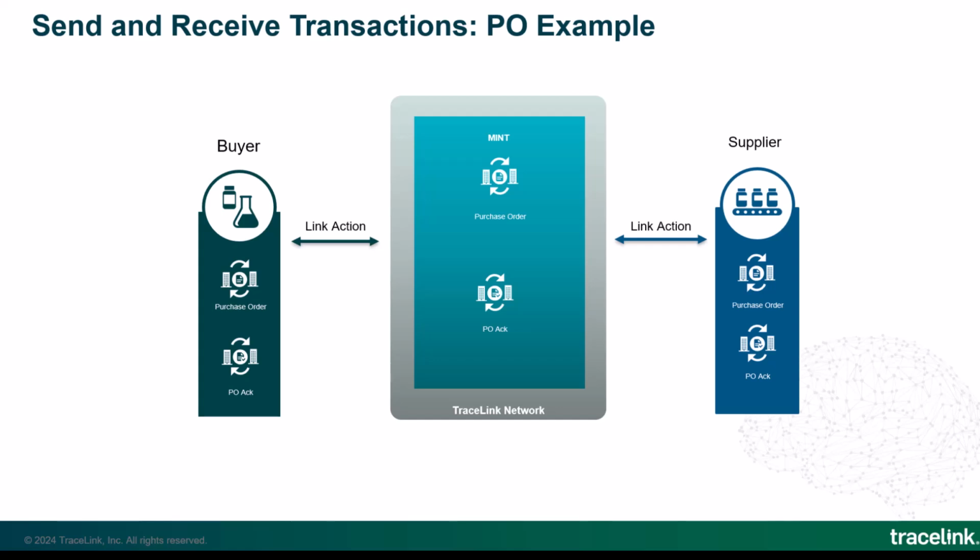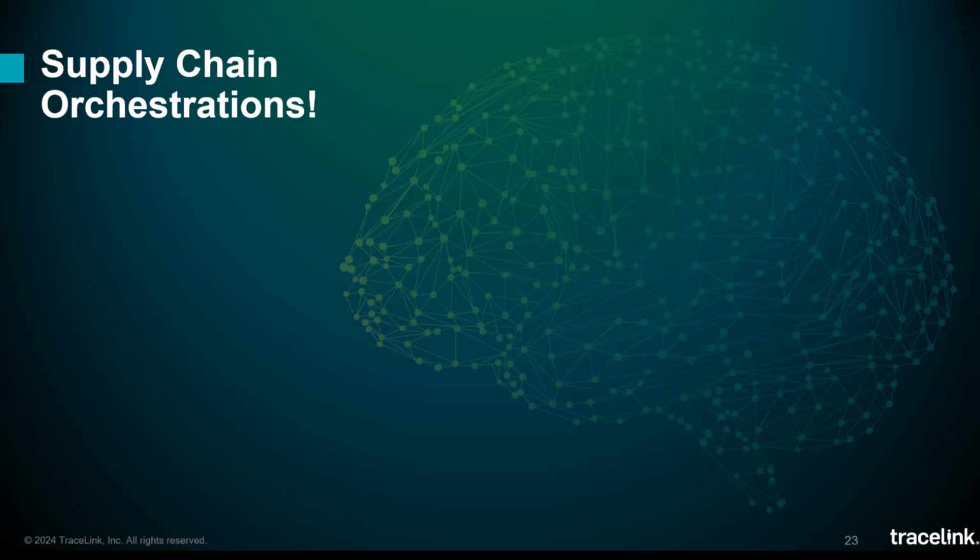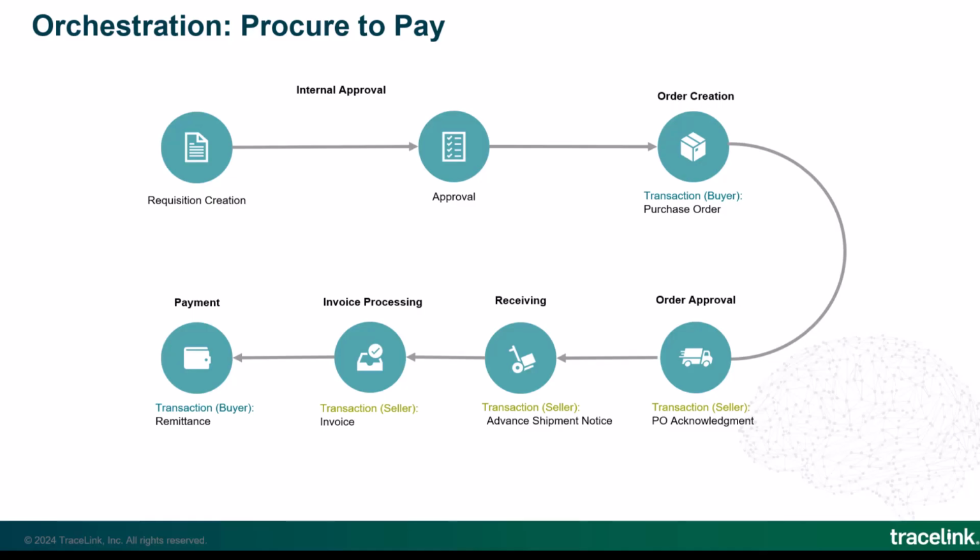So we talked about one transactional exchange, but how often in business do you have only one type of data to exchange? Never. So Mint provides supply chain orchestrations. We just looked at the example of two transactions, PO and PO acknowledgement. But what about the full set of transactions you need to go from procuring an item to paying? Let's orchestrate the common business transactions that happen between a buyer and a seller.